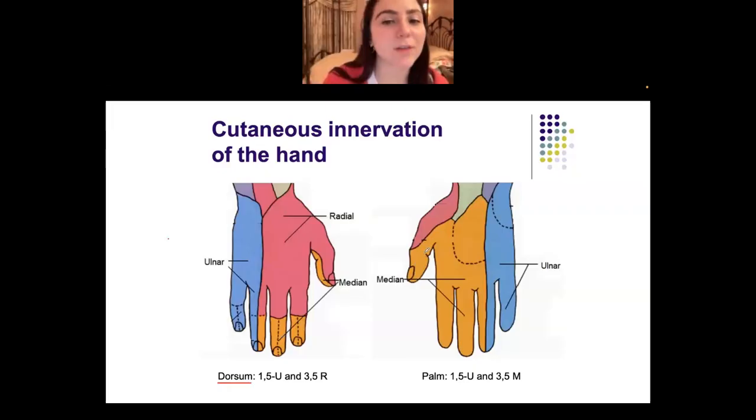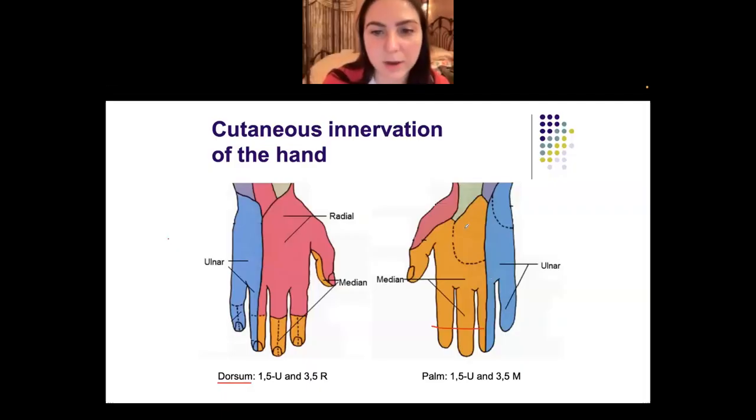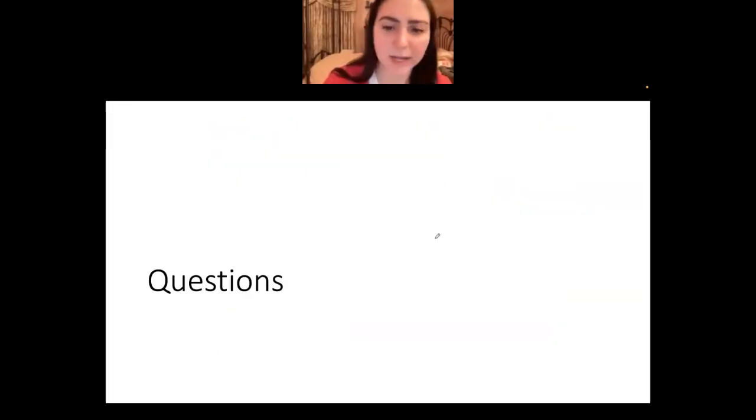Now the median nerve takes over everywhere the radial nerve took, but on the front of the palm, as well as all the fingertips, like we talked about for the lateral 3.5. If you have carpal tunnel, this is spared. And then the ulnar nerve is going to do front and back on that side.